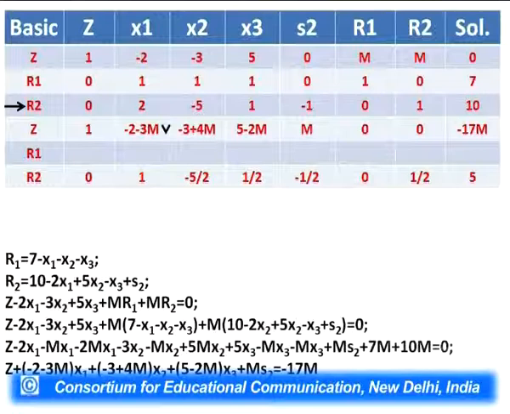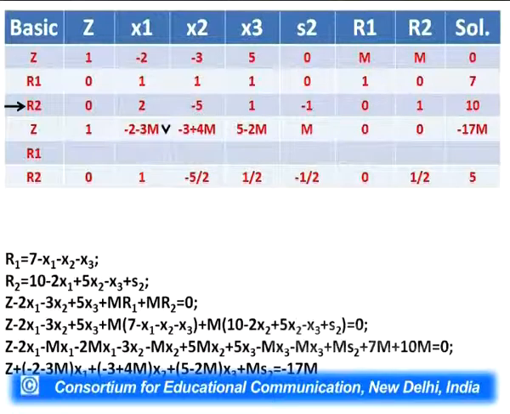Out of all these values, minus 2 minus 3m is the most negative value because m is the big number and it has a negative sign, and the other big number with the negative sign is minus 2m. So, minus 3m has the most negative sign. So, that is why this is the column which is called the pivot column.